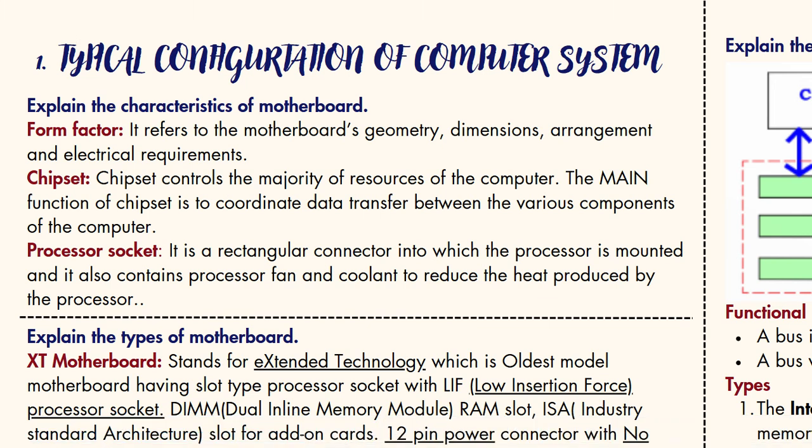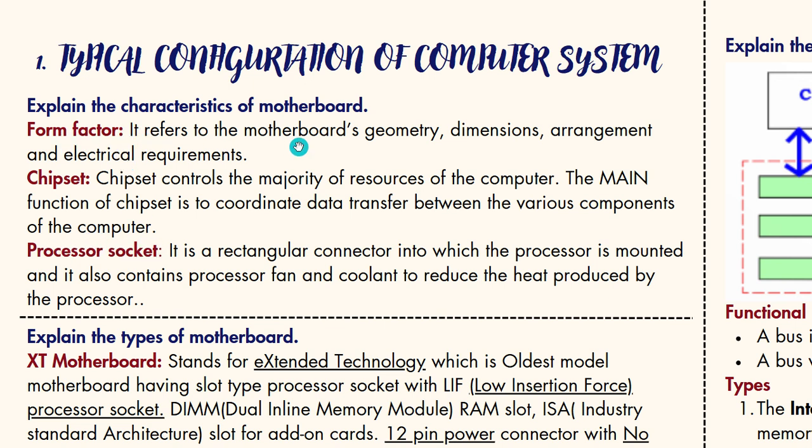So let's start with our first chapter of second PUC, that is typical configuration of computer system. We will go through this chapter in the form of important questions. Coming to the first one, explain the characteristics of motherboard. Now, when we come to characteristics, they are form factor, chipset, and processor socket.